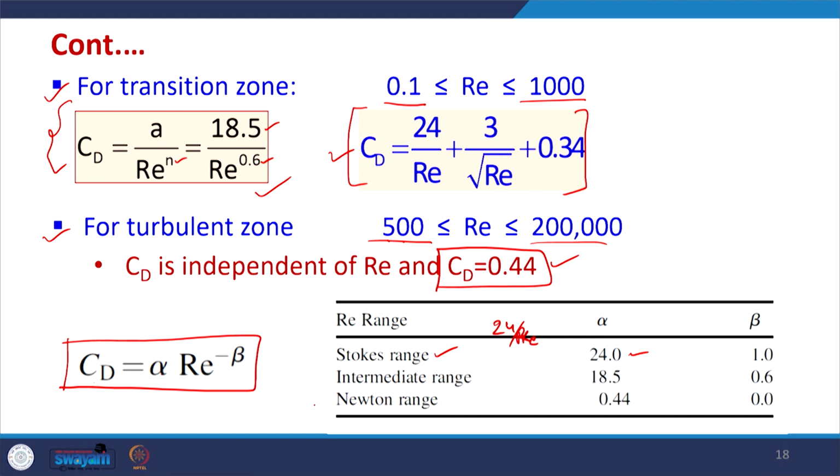Now, for Newton's law range, we have beta equal to 0 and alpha equal to 0.44. So, that means CD is equal to 0.44. Similarly, for the intermediate range, alpha is taken as 18.5 and beta is equal to 0.6. So, this is a generic equation representing the CD variation with particle Reynolds number, and it can be used.